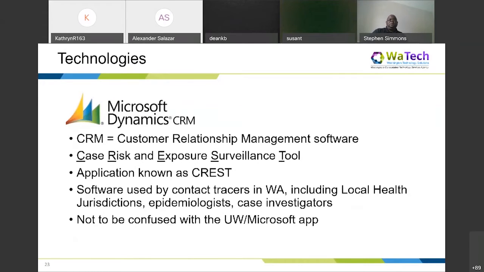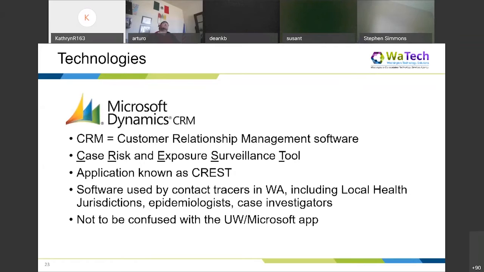The Microsoft Dynamics platform is one of the newest technologies that the state has adopted, and the system that DOH is calling it is CREST, which stands for the Case, Risk, and Exposure Surveillance Tool. So there's that word surveillance again. And this is the software that's being used by the contact tracers, including the local health jurisdictions and epidemiologists, although it's not quite available everywhere yet.